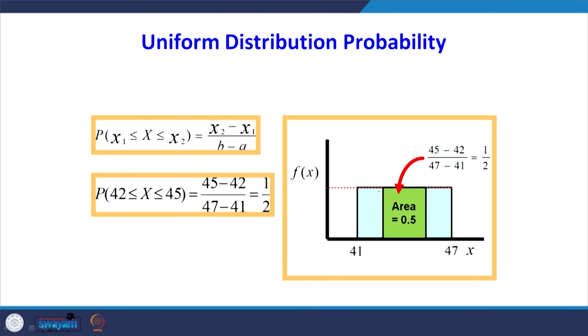Now, see, the uniform distribution is defined in this interval 41 to 47, right. Suppose we want to know the probability between 42 and 45. That can be done by x2 minus x1 divided by b minus a. x2 is 45, x1 is 42. So, 45 minus 42 is 3, divided by 6. 3 divided by 6 is 1 by 2. So, this area is 0.5.